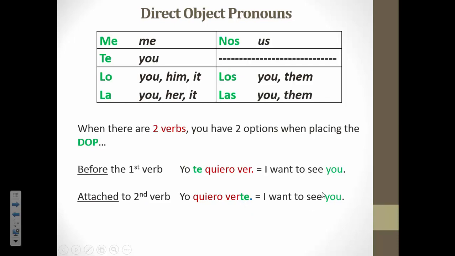So I want to see you means the same thing, but you'll notice in Spanish you have another way you can say it. Yo quiero verte. You literally attach it to this verb here that is not conjugated. I want to see you. Okay? So pause the video and fill out part E of your note guide.